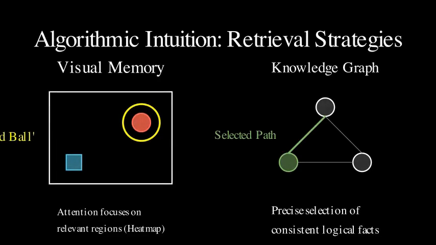For visuals, we use attention mechanisms conditioned on the query. Imagine the query is "where is the red ball?" The attention mechanism focuses on regions in the visual memory most relevant to red and ball, suppressing irrelevant features. For logical retrieval, the precise positioning and precise selection method is key. It uses the query to identify specific locations in the knowledge graph corresponding to the question, then selects only the most relevant and consistent logical statements at those locations.